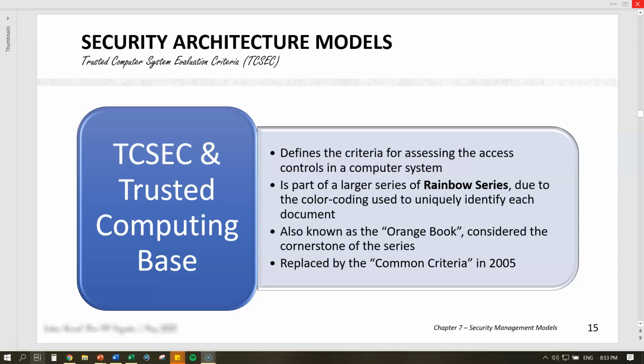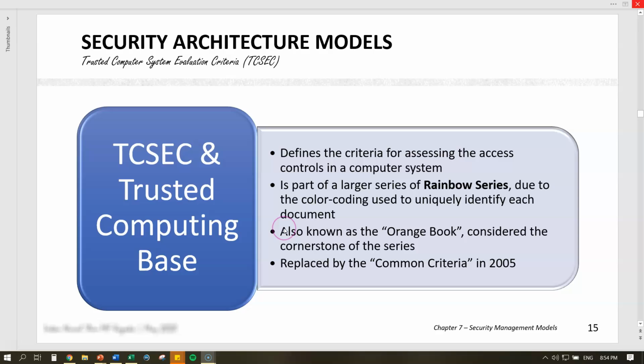Okay, now let's look at the types of security architecture models. The first one is TCSEC, Trusted Computer System Evaluation Criteria. TCSEC defines the criteria for assessing the access control in a computer system. This type of security architecture models is part of a larger series called Rainbow Series. Why they call Rainbow Series? Because the color coding used to uniquely identify each document. So, dia coding ikut warna yang berbeza untuk identify each of the document listed.